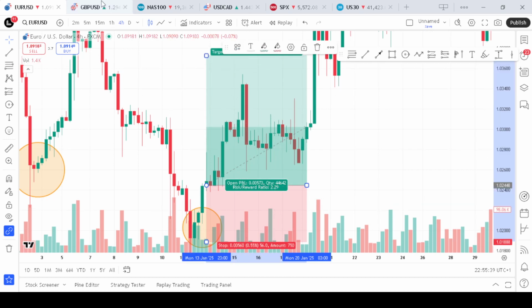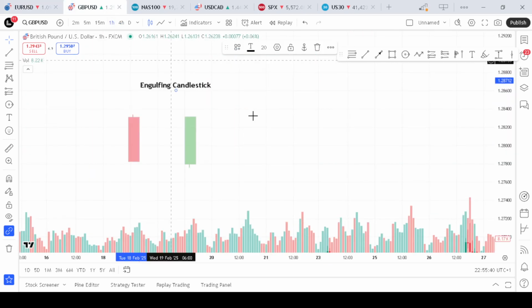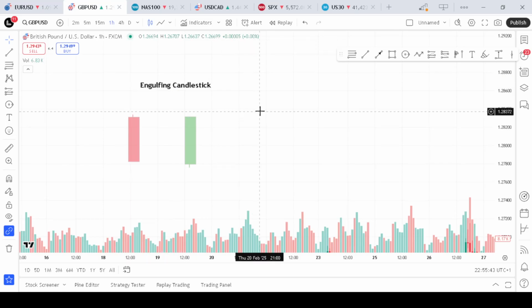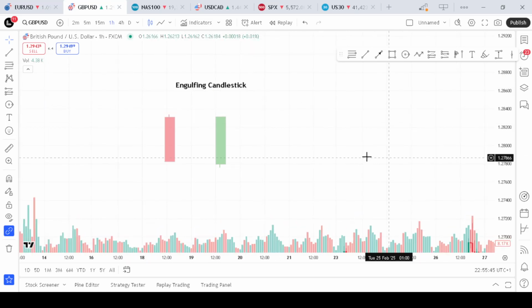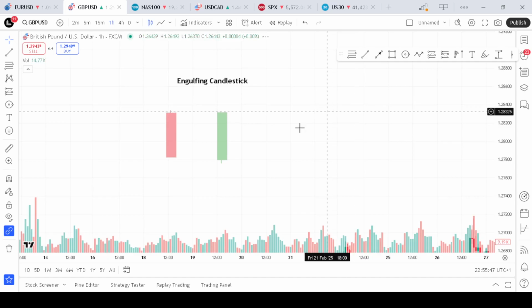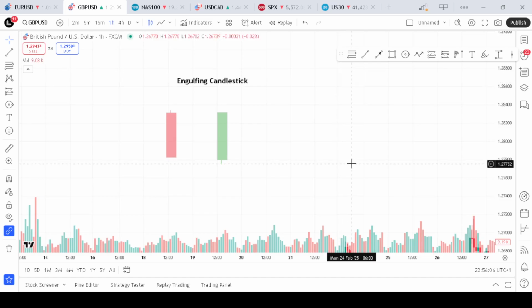The next pattern we'll be looking at is the engulfing candlestick pattern. Now, the engulfing pattern is a 2 candle formation that signals a potential reversal in market trend. It consists of a small candle followed by a large candle that completely engulfs the previous one, indicating a shift in momentum.